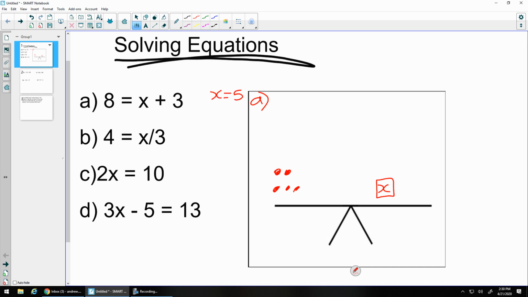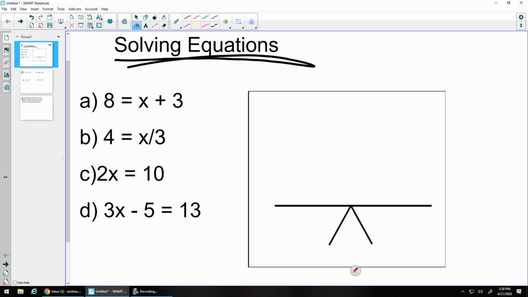If we were just going to show the math, not the diagram, I took away 3 on this side to get rid of this plus 3, and I took away 3 on this side. 8 minus 3 is 5, so x is equal to 5. We can put 5 back in for x, and we see 5 plus 3 equals 8, so our answer is correct. Okay, so that's A.